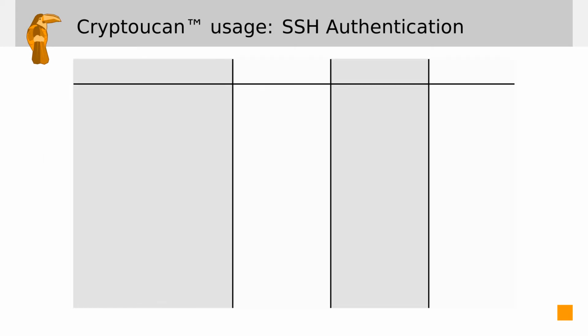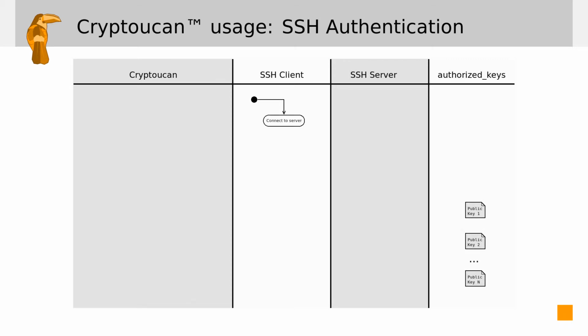There are 4 actors in this play: Cryptoucan as the storage of your private key, the SSH client which you use, the SSH server which you connect to, and the list of authorized keys on the server. At the beginning, the SSH client connects to the SSH server over the network. The server accepts the connection and generates a cryptographic challenge the client should sign.